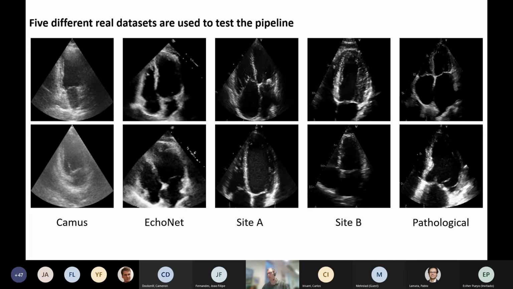In implementation, we used 5 different data sets to test this out. There are numerous examples of deep learning methods failing when they are trained on one data set and tested on another. So we tried this with 5 different data sets to prove that it would be applicable across different data set domains. You can see that there's quite a bit of difference in the appearance of some of these data sets, particularly between this CAMUS data set and the EchoNet data set. The first three were used for training, the next 2 for training and testing, and the last 2 were left exclusively as test sets.